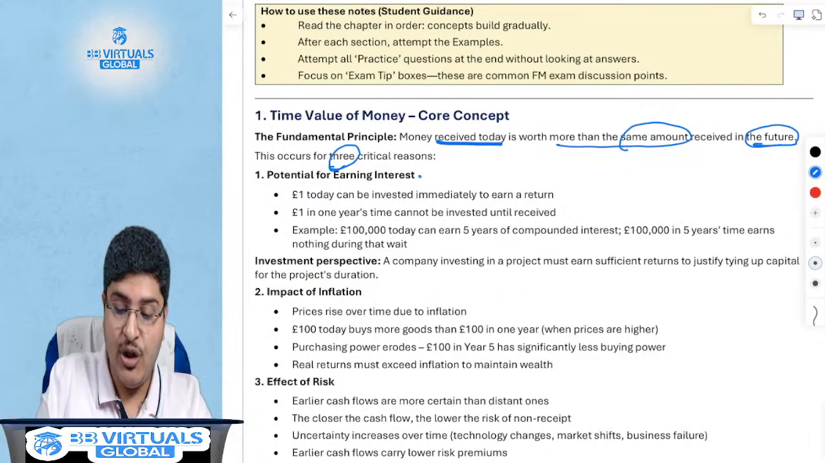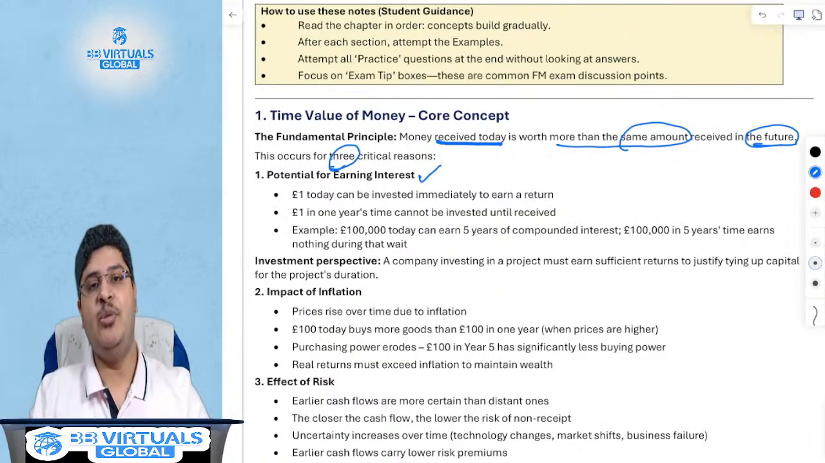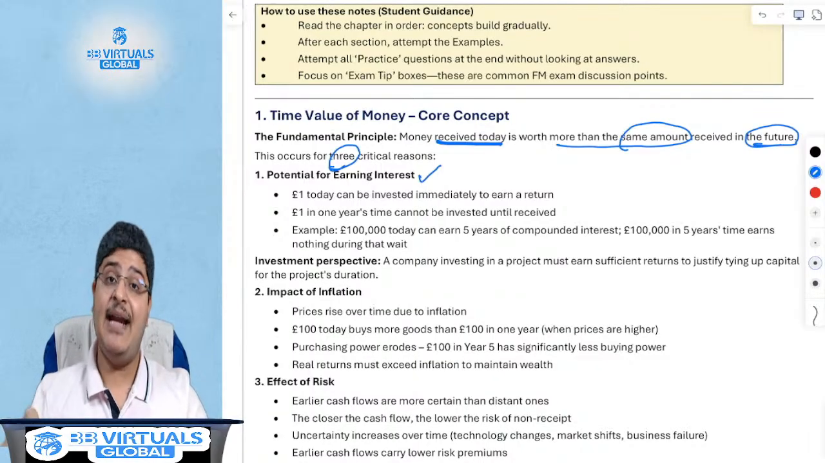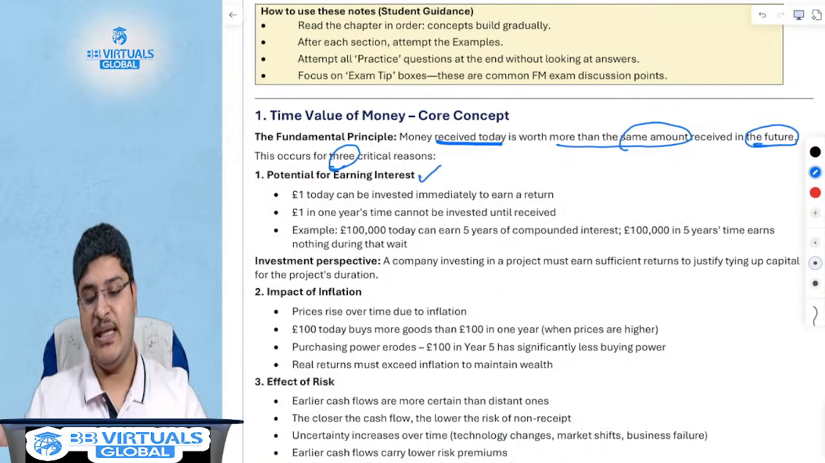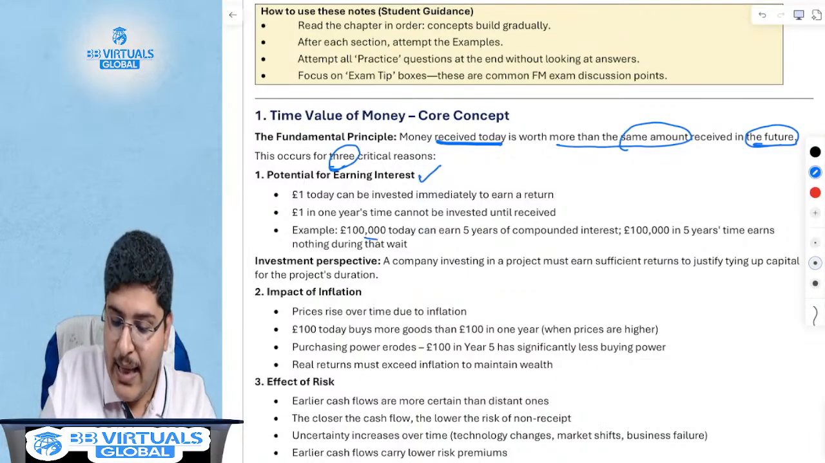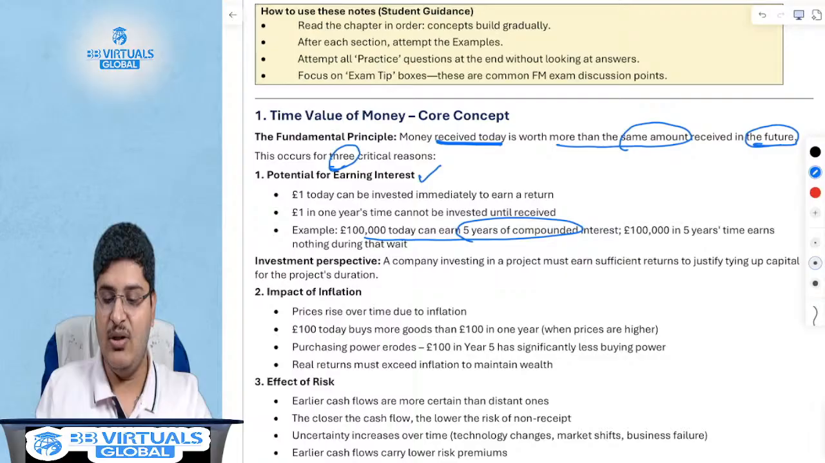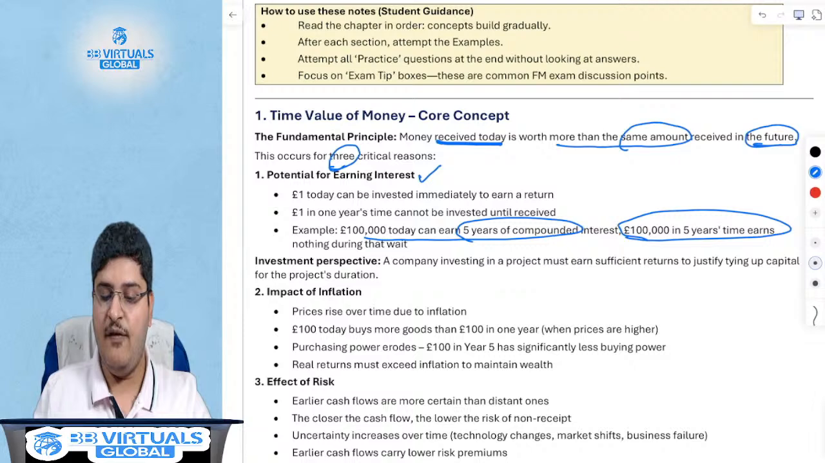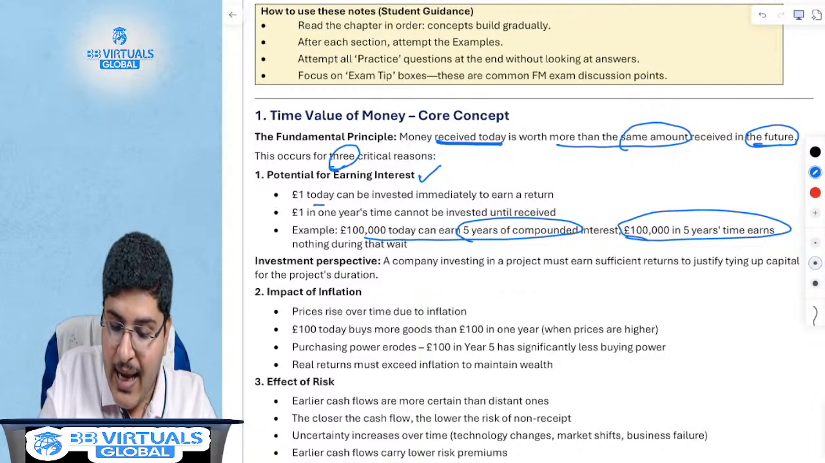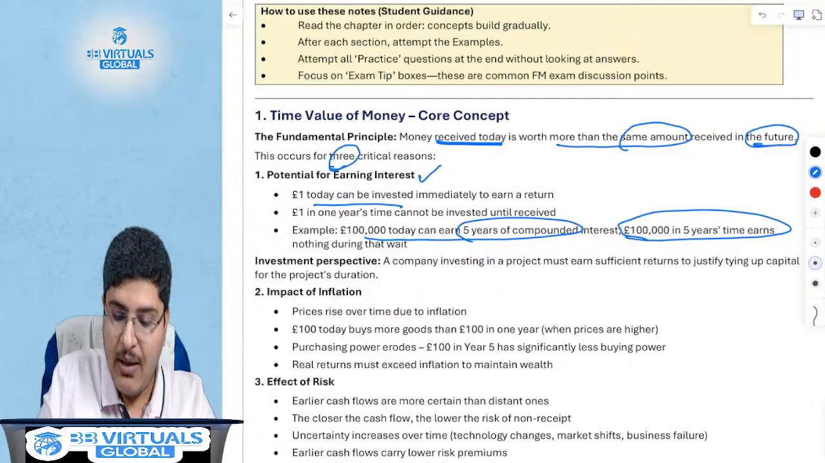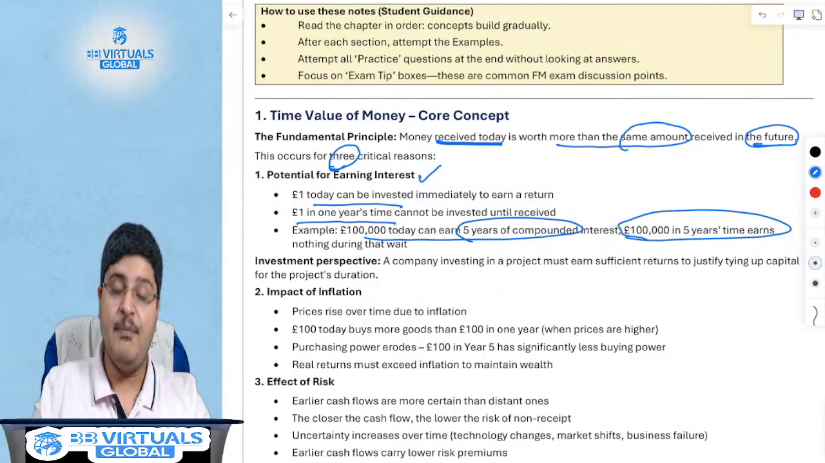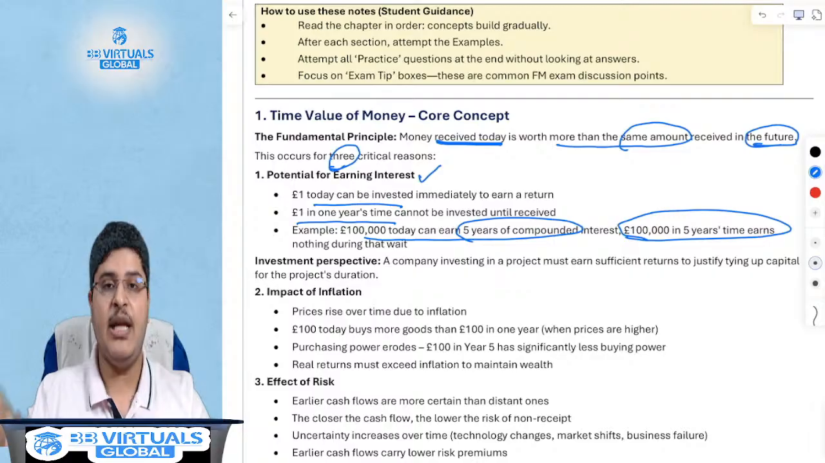Number 1, the potential of earning interest. Where you came and told me, sir, if you give me 1 lakh rupee today, I will go and invest it somewhere else and I will make it 1.5 or 2 lakh rupees in 5 years from now. The 1 lakh today, if invested, can earn 5 years of compounded interest, and hence it is more than the 1 lakh in the 5th year. The 1 lakh today can be invested immediately, but the 1 lakh in 1 year's time or in 5 years' time cannot be invested from today to earn that return. So number 1, time value of money exists because there is a potential of earning interest.